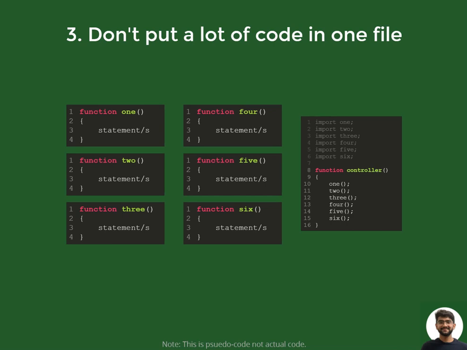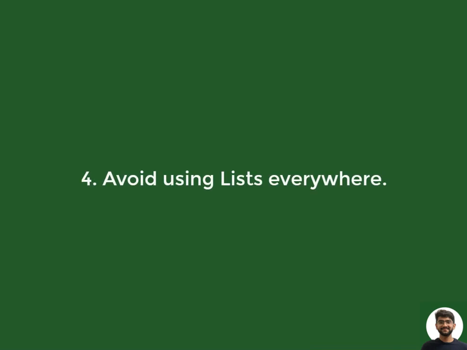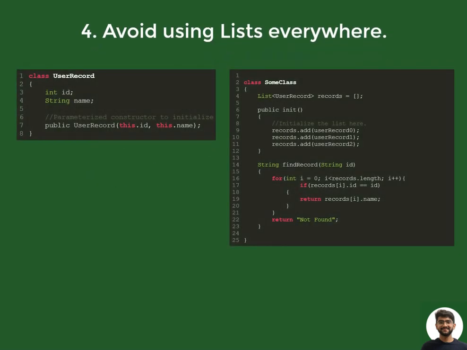Let's look at the next mistake that is very frequently made while developing real-world applications. As new developers, we tend to use lists everywhere, but lists are not always efficient. We must use appropriate data structures according to the use case. Let's look at an example. We have a data model class on the left that takes an ID and a name and has a constructor to set those values. On the right, we have a class that uses the data model.